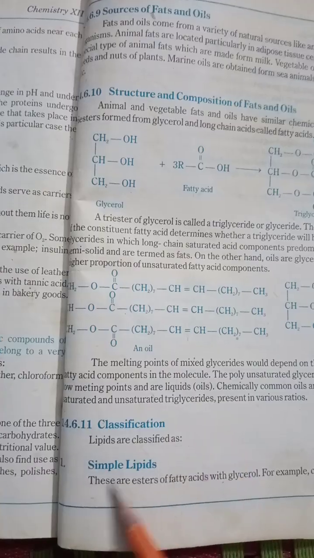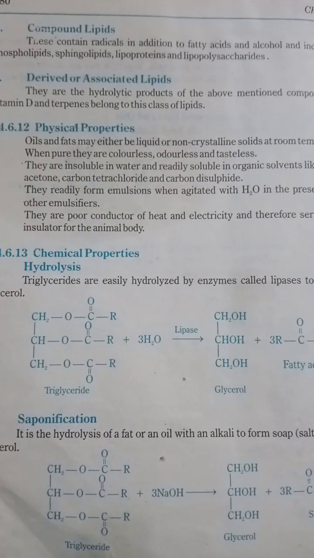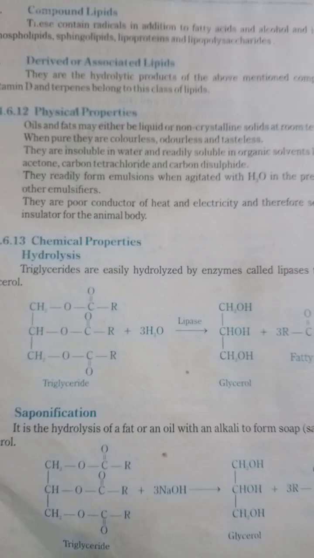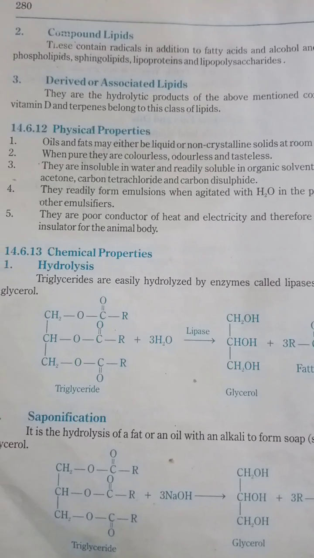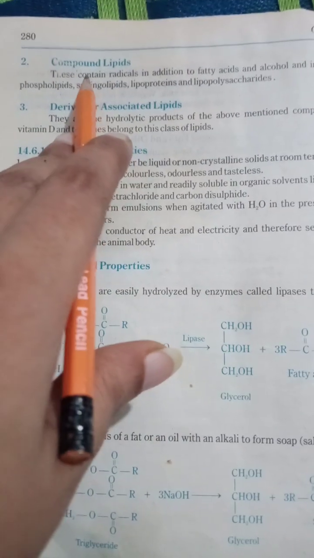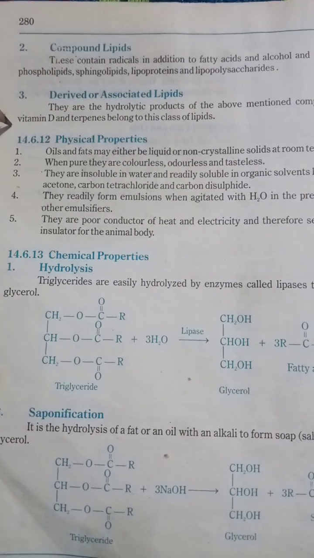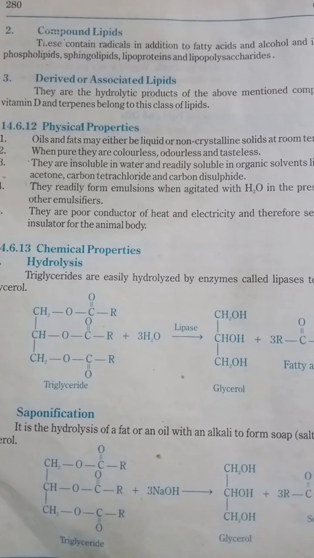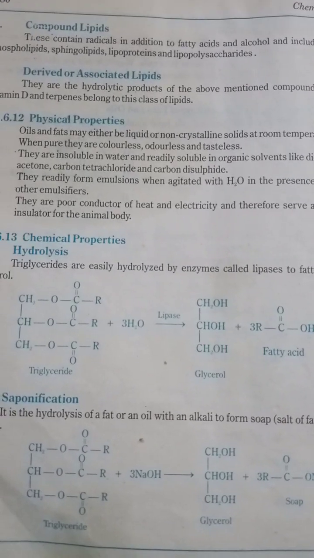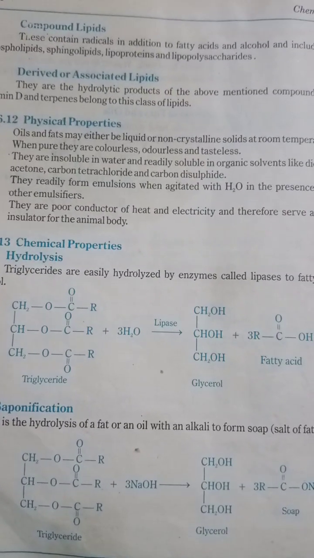Next we move to the classification. There are three types of lipids: simple, compound, and derived. Simple lipids are made by the reaction of glycerols and fatty acids. Compound lipids also contain other radicals. Derived lipids are formed by the hydrolytic process of the above-mentioned compounds, like sterols, vitamin D, and terpenes. These are examples of derived lipids.